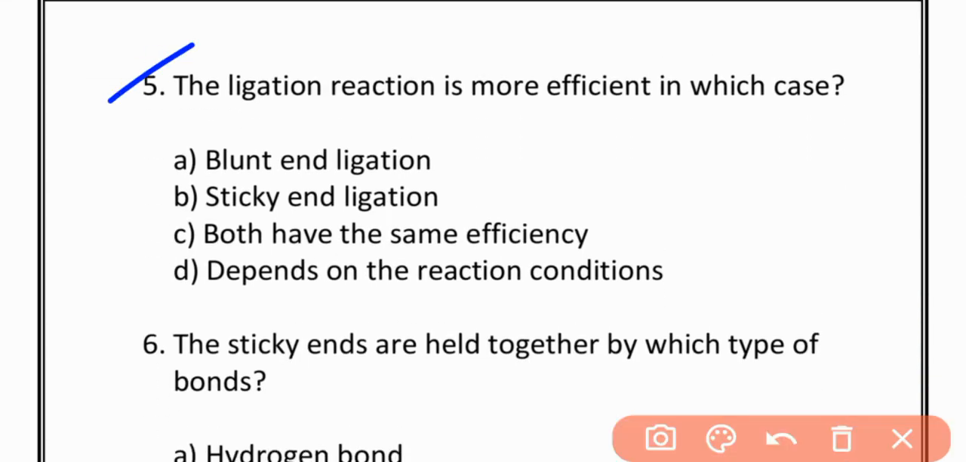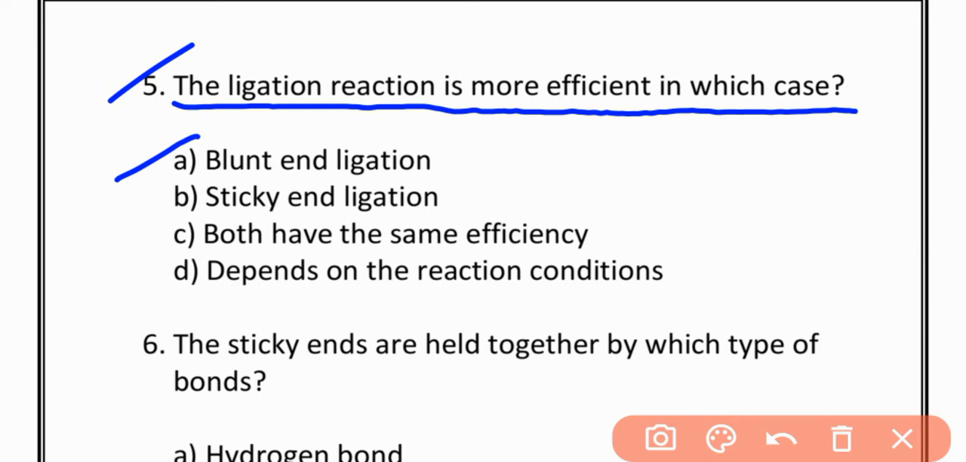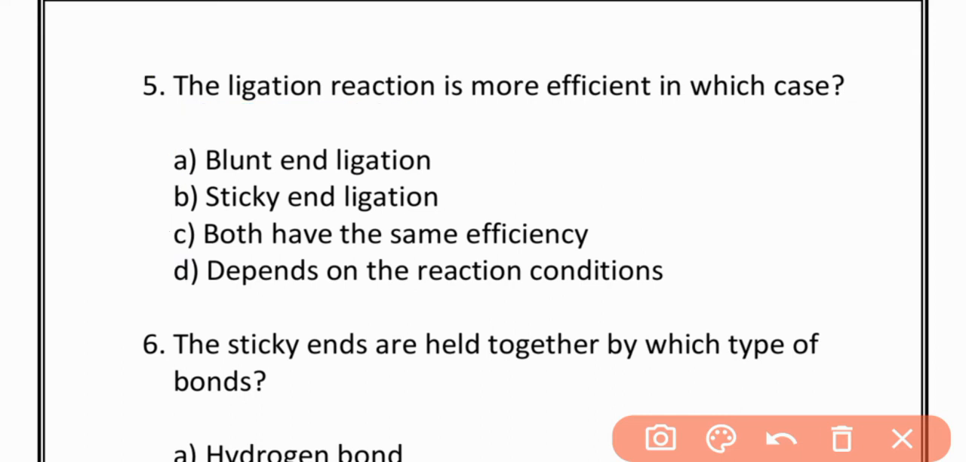MCQs number 5. The ligation reaction is more efficient in which case? Blunt end ligation, sticky end ligation, both have the same efficiency, depends on reaction condition. The correct option is option B, sticky end ligation.